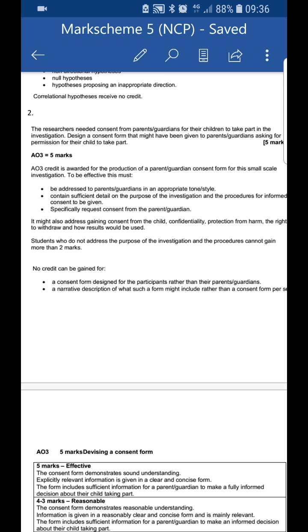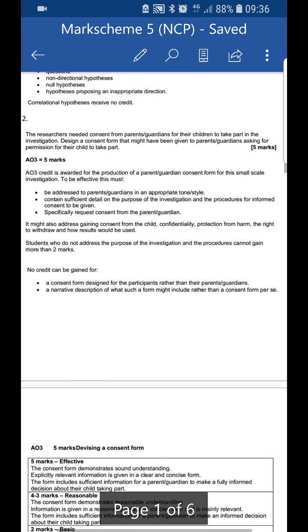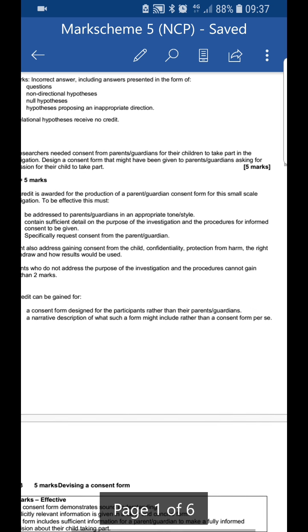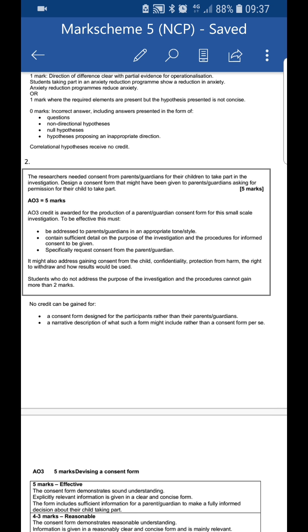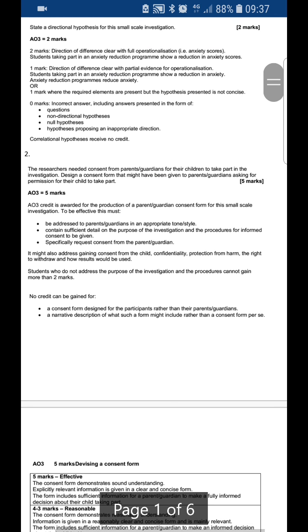No credit can be gained for a consent form designed for the actual participant rather than their parents and guardians. And also you can see here that second bullet point, there's no credit for a description of what goes into a consent form rather than actually writing the consent form to the participants. So either of those options wouldn't have received any credit out of 5 marks in total. So as I said, there'll be a number of you who are really frustrated there because you knew what to put into a consent form, but you didn't follow the guidance of the question.